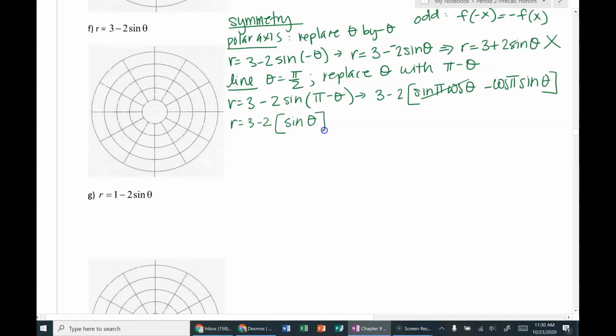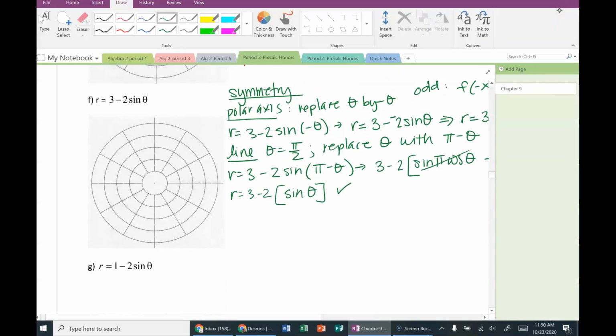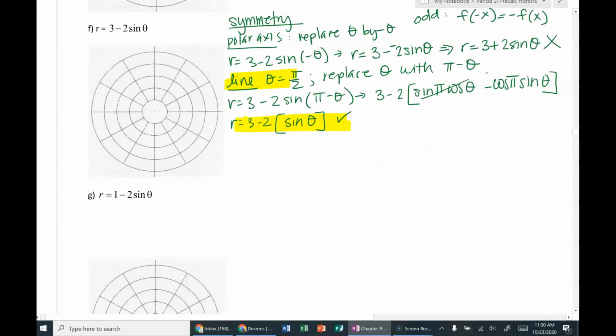So here's what I got. And that means this is exactly the same as the original. So we can say that this is definitely symmetric about the line theta equals pi over 2. I will get a highlighter and highlight that because it's exactly the same. Now I want to check symmetry about the pole. The pole test says replace r by negative r. And immediately you can tell that it's not going to be symmetric, so we can just X that out.